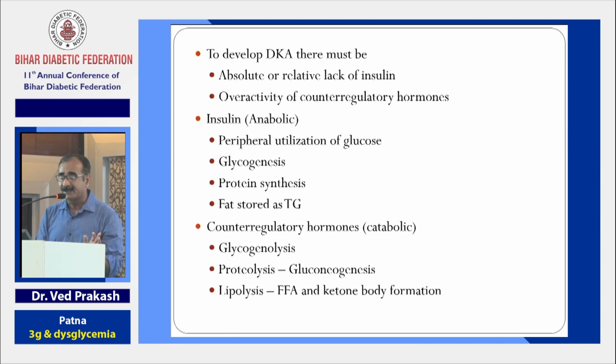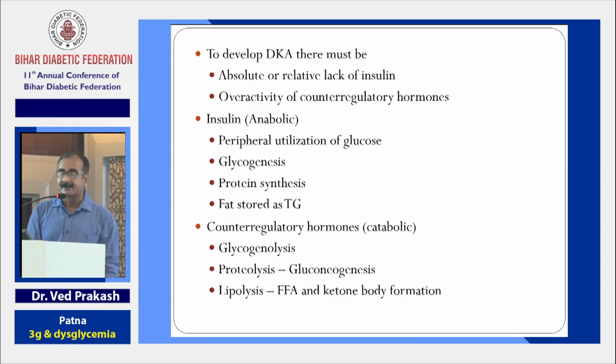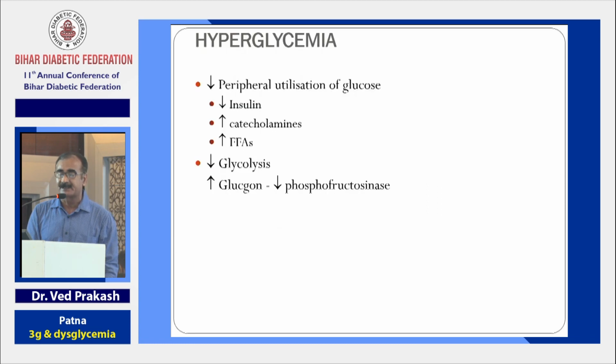This is the normal physiology. But what happens in type 1 diabetes is that when there is formation of ketone bodies, there should be an increase in insulin release that prevents further lipolysis. That does not take place, since there is no insulin synthesis in type 1 diabetes. So that leads to further ketone body synthesis, and that leads to the main important factor for diabetic ketoacidosis.